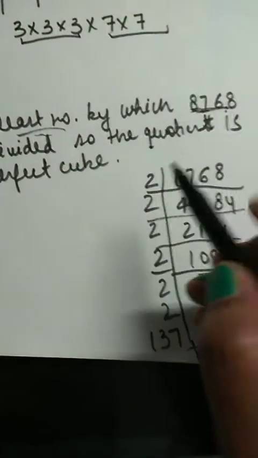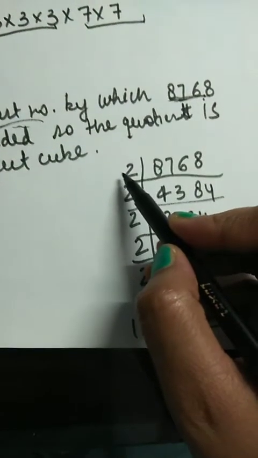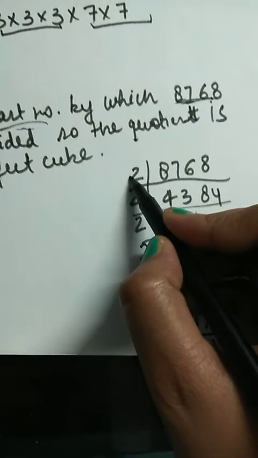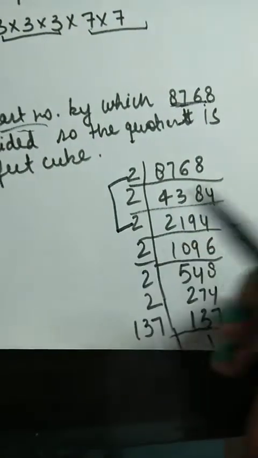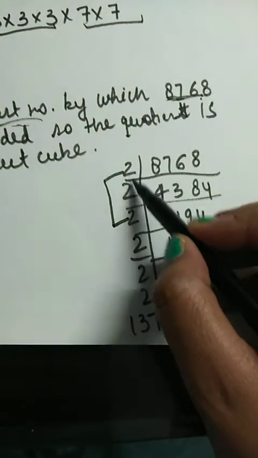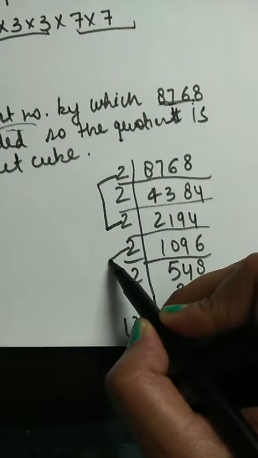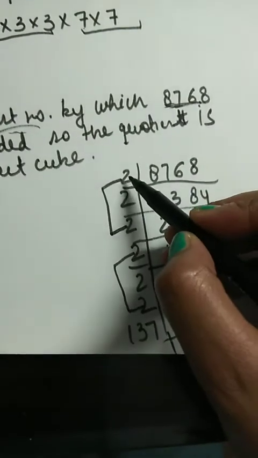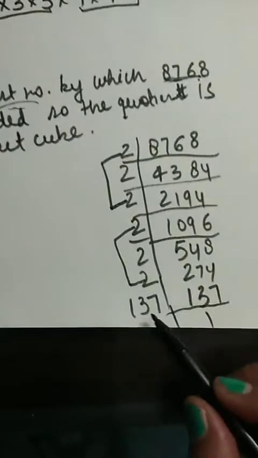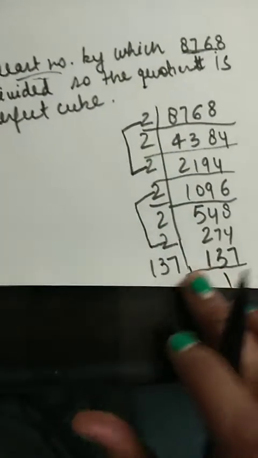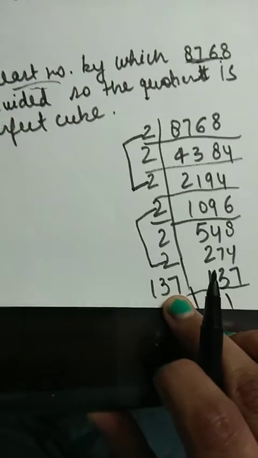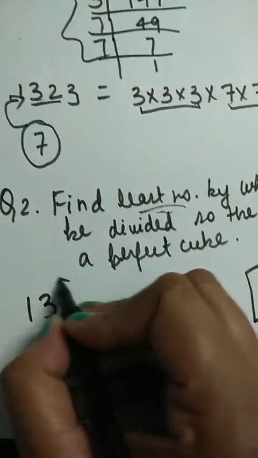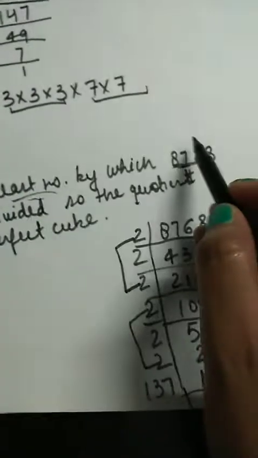Now you can see the 2s. You have to make groups of 3. You can see you got the group of 2s, 3 times here, 3 times here, and here you can see that you did not get a group for 137. So 137 is the smallest number that should divide this number.